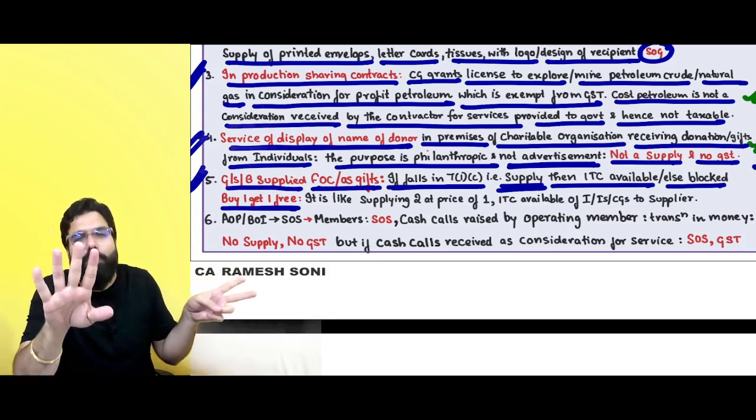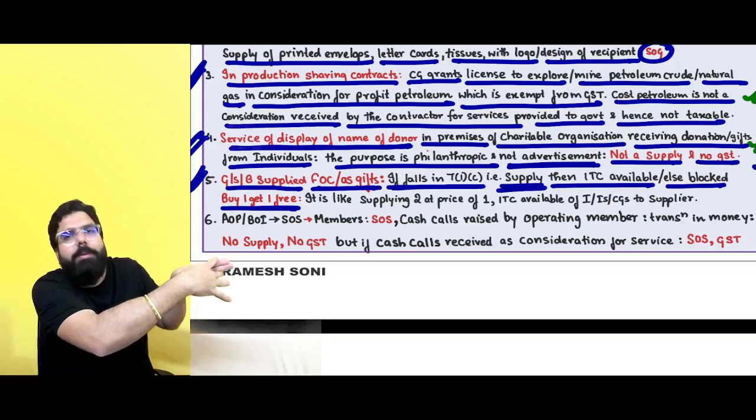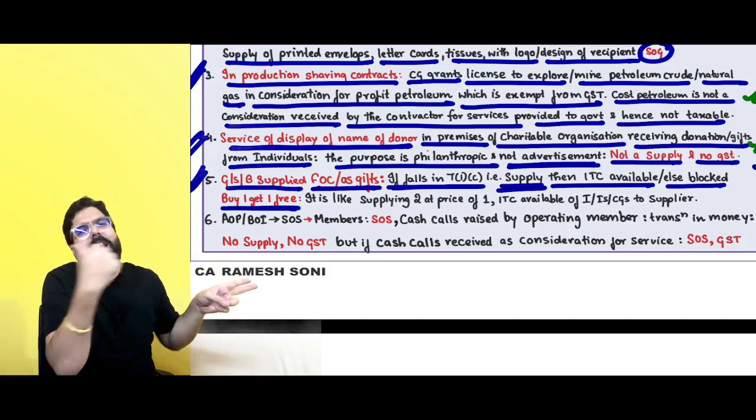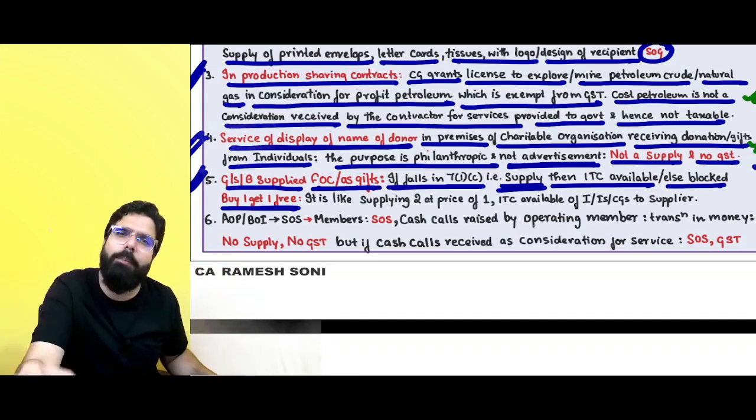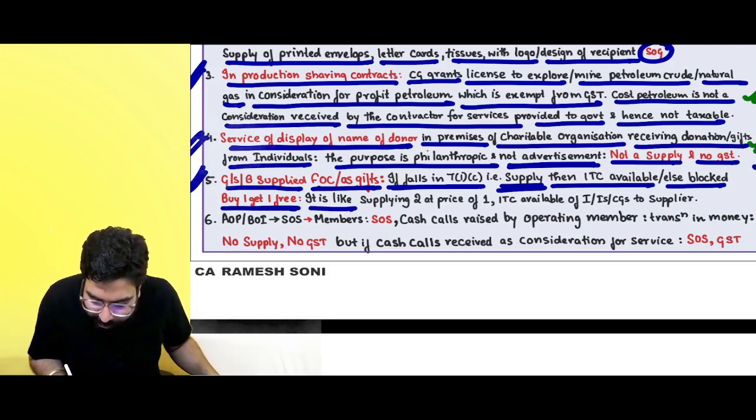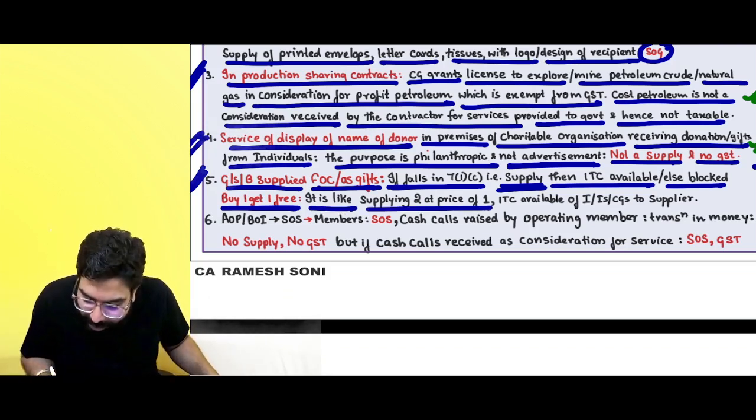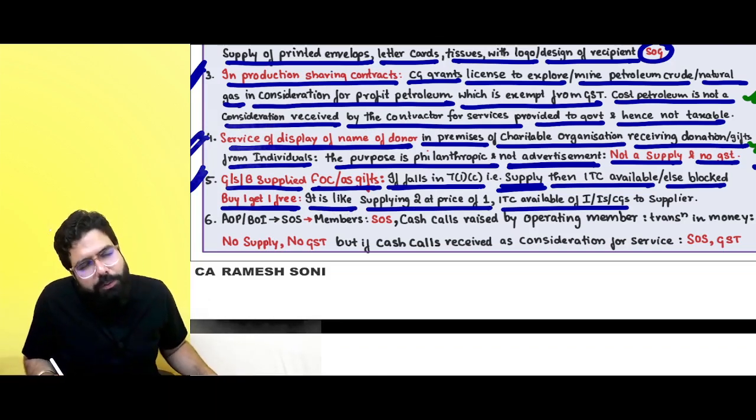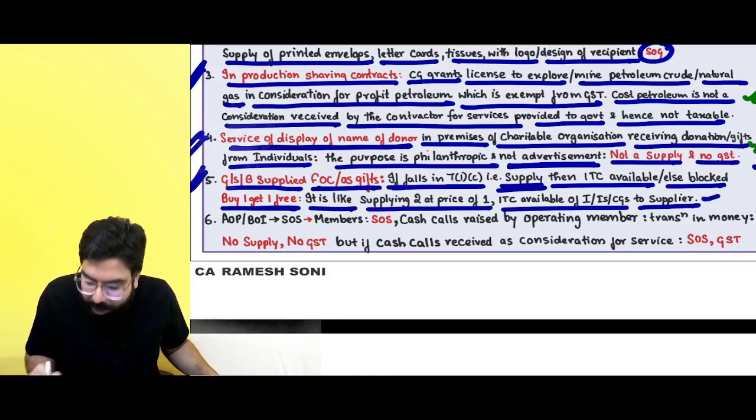Government went ahead and told the officer, wait, it is two being supplied at the price of one. It's a mixed supply, and all the ITC shall be available to that kind of manufacturers. It is like supplying two at the price of one. ITC is available on input services and capital goods to the supplier.